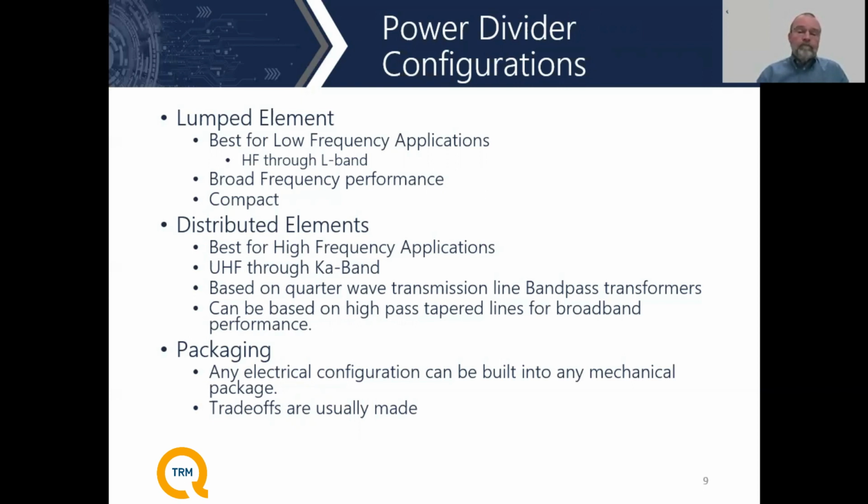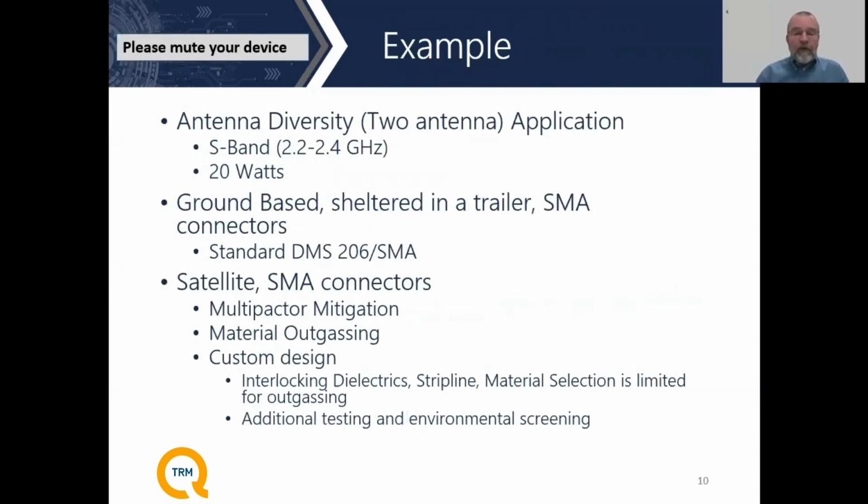Okay, could you give us a specific example? Sure. So this example here is a single hypothetical example. Very often we see S-band applications for antenna diversity. We see these sorts of applications quite a bit for either missile systems or CubeSats. And these are kind of typical power levels where we have a frequency band of 2.2 to 2.4 gigahertz operating somewhere around 20 watts.